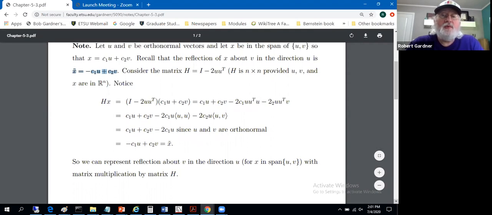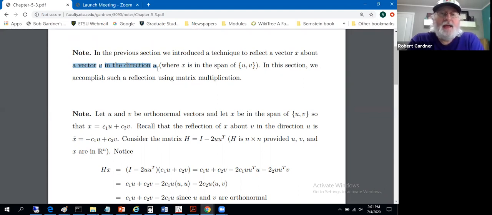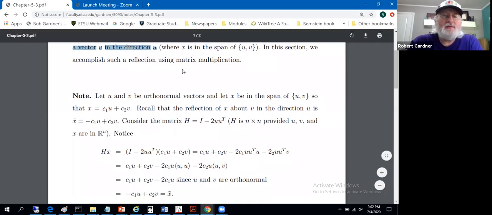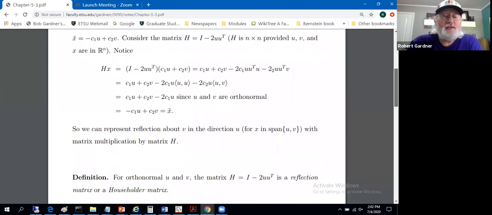The reflection has to be given in terms of reflecting x about a vector v in the direction u, so you have to be given those two vectors. And we would need to be dealing with the way we set this up, with u and v being unit vectors and orthogonal to each other. The orthogonality we get from back when we talked about projecting in directions. But we could always normalize vectors, and that wouldn't affect any of the geometry.